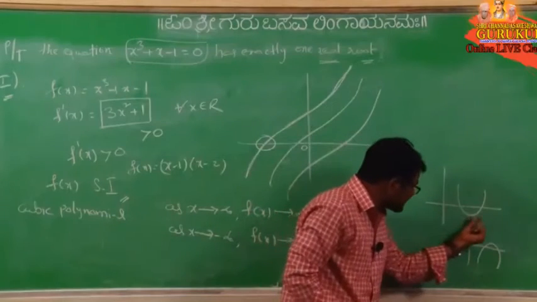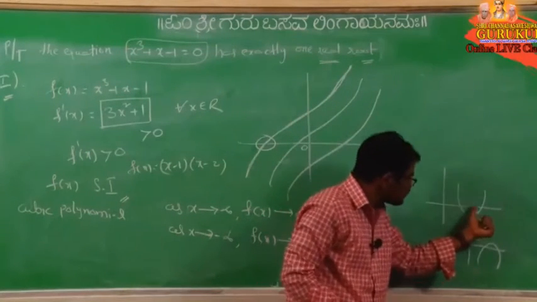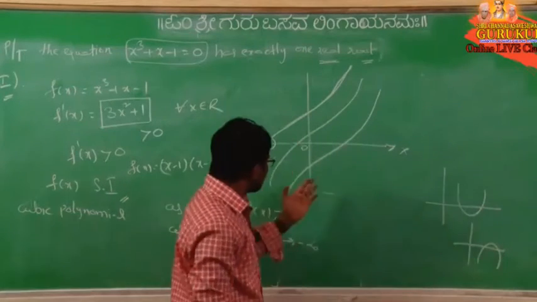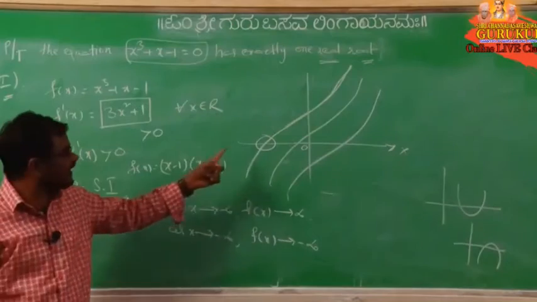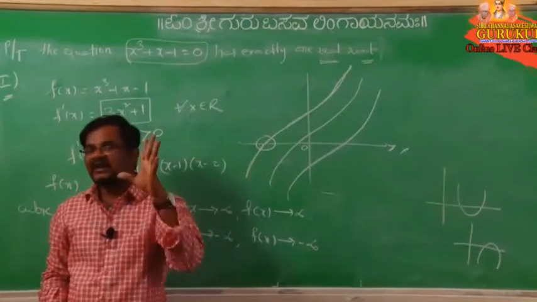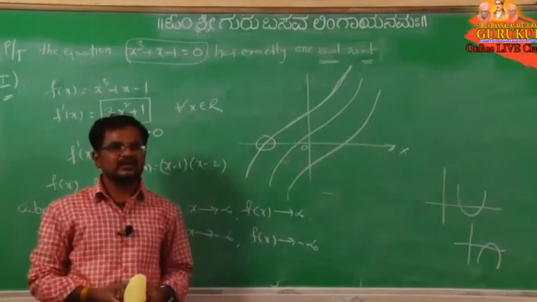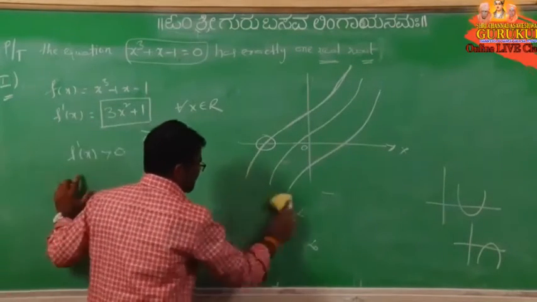Why is it intersecting at two places on the x-axis? Because there is a root here also. But here it is intersecting the x-axis at only one point. That's why f of x has only one real root. Like that we have to identify. Next, one more method.